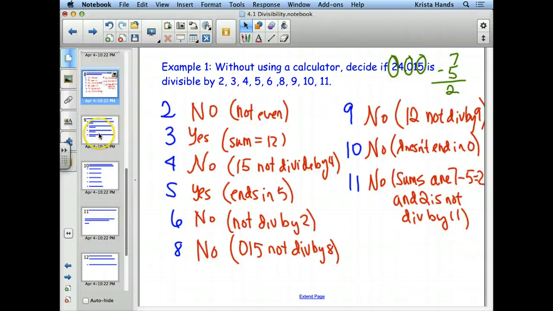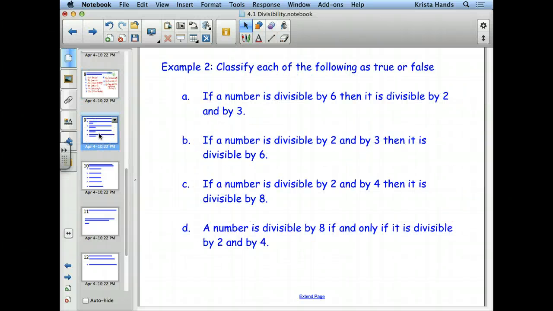We're going to do a few true-false questions. Classify each of the following as true or false. If a number is divisible by 6, then it's divisible by 2 and 3. That is true. That is exactly one of the divisibility rules. So that is true.